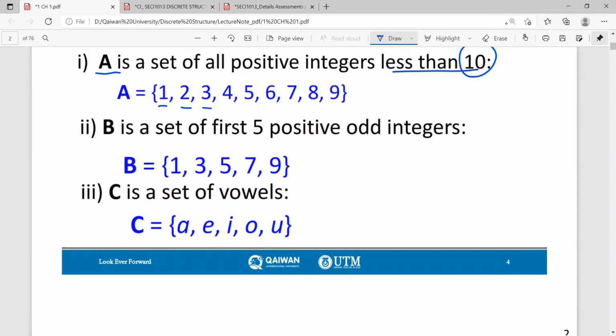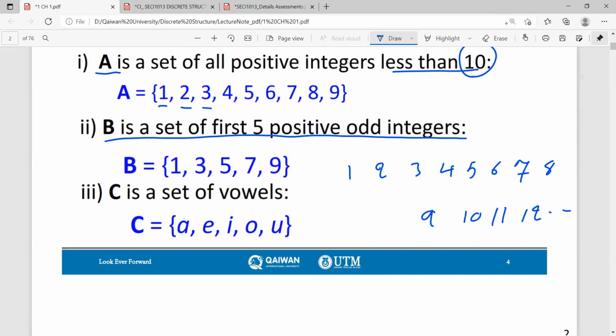B is a set of the first 5 positive odd integers. First, we should write down the positive integers. The positive integers are 1, 2, 3, 4, 5, 6, 7, 8, 9, 10, 11, 12, and so on. What are the first odd ones? The first 5 odd integers. This is an odd number. Okay. This is the first odd positive integer, and this is the second one. It's third, it's fourth, and it's the fifth one.